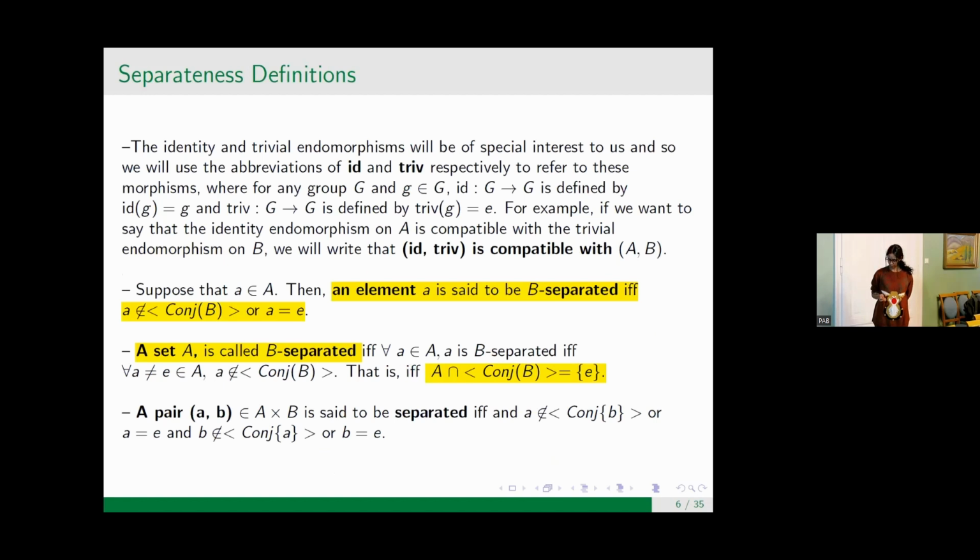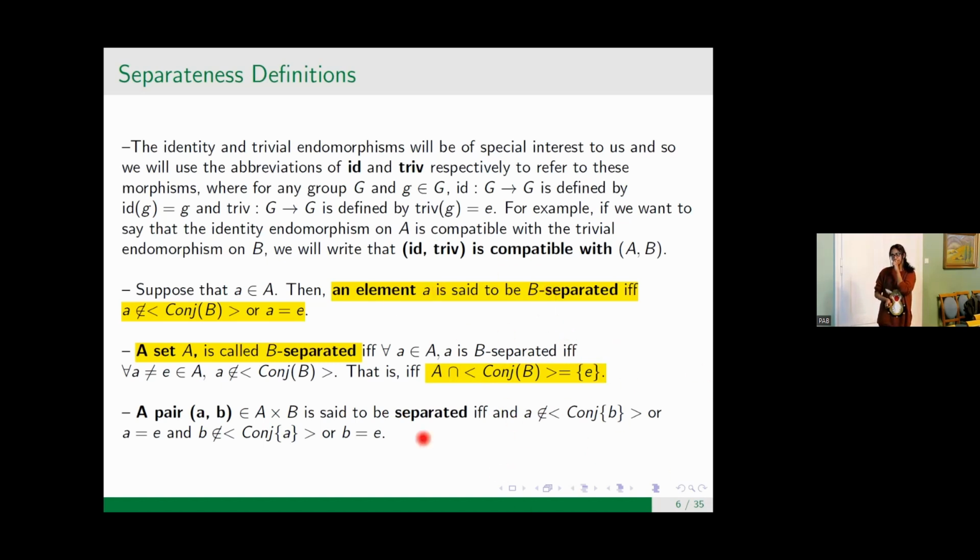For notation, what will turn out to be important are the identity endomorphism and the collapsing trivial endomorphism. Since these are important, we give them this name and notation. The other important definition is that an element A is said to be B separated if it is not in the group generated by the conjugates of B. The whole set A is called B separated if this holds for all elements A, or in general, if A intersect the group generated by the conjugates of B is the identity. And you can look in particular at pairs and say that this pair is separated if A is not in the conjugate influence of B and vice versa.